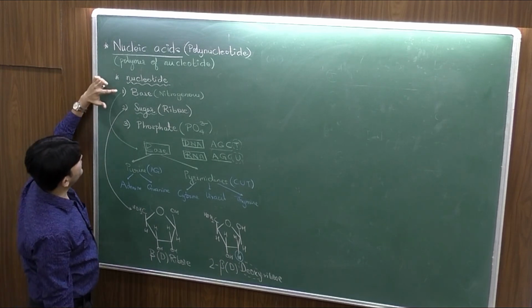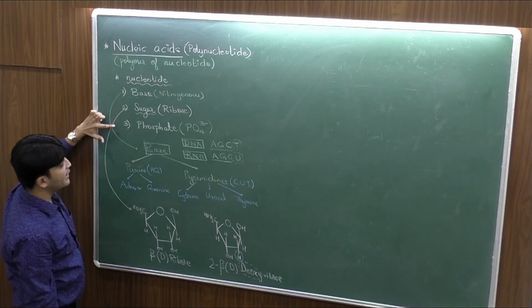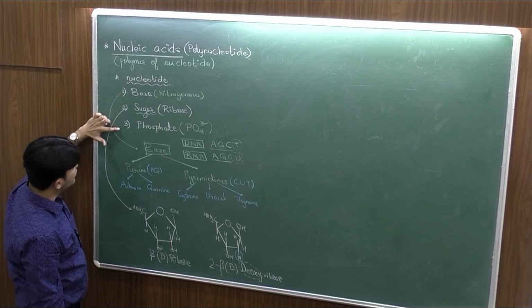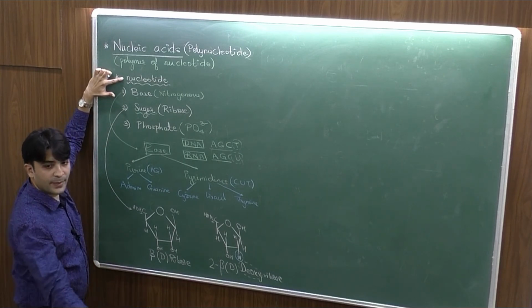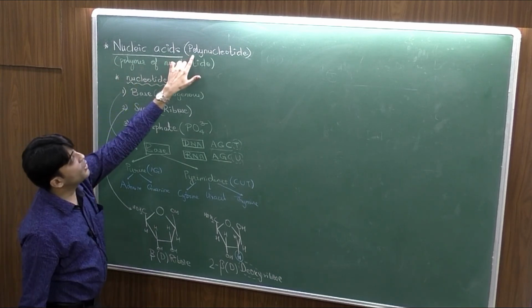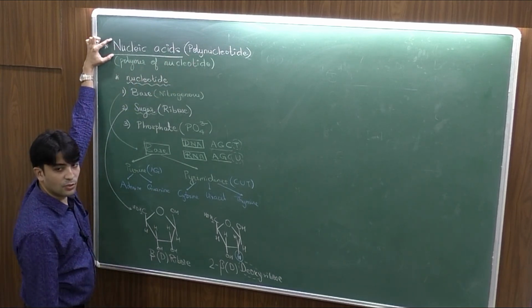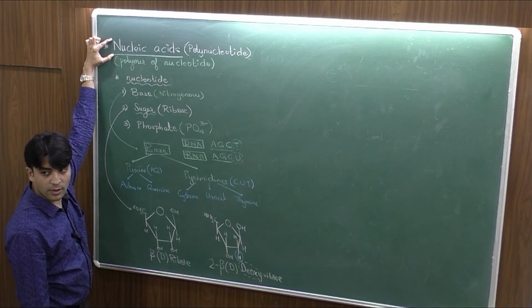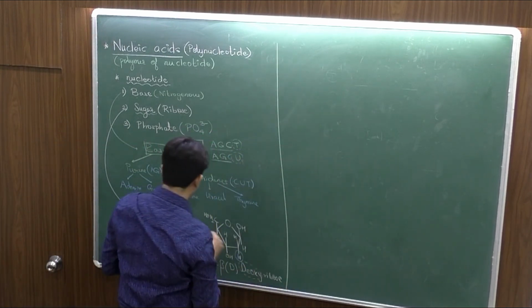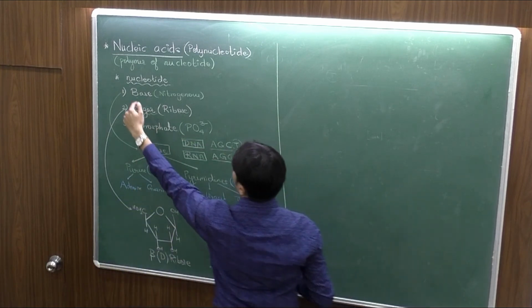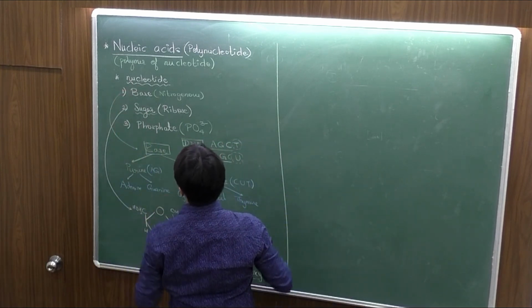Okay? Now if we club this base, sugar and phosphate, we will get one unit which is a nucleotide, and then that nucleotide we repeat n times, we will get a polynucleotide, that is nothing but the nucleic acid, which can be DNA or RNA. Okay? Now talking about the structural details, first of all the nucleotide consists of this base sugar phosphate.